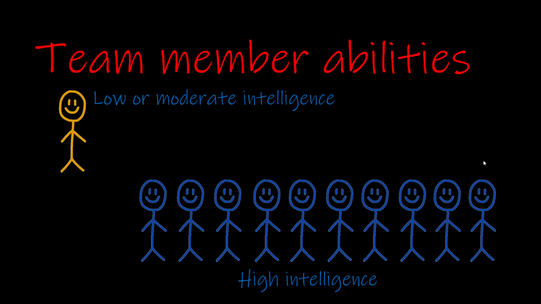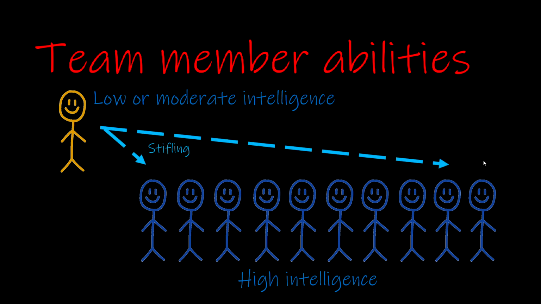Conversely, if we have highly intelligent members of our team, but our leader is low or moderate on the intelligence scale, then our leader is actually going to stifle the creativity and the productivity of the team, and it's going to be damaging to team performance. So it's very important that your leader's abilities match up with the team or exceed those of the team members.